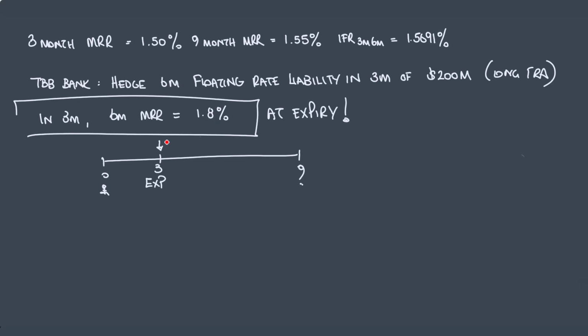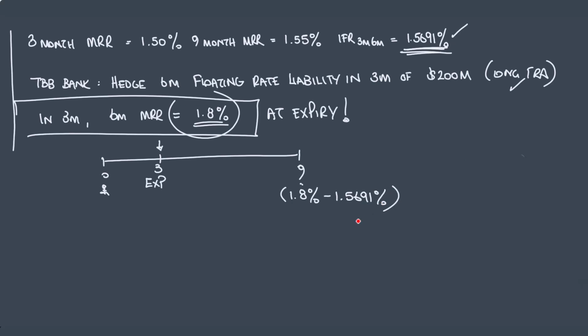So we want to work out, and I've not posed a question here, but the point is, let's work out what the payment would be. We know what the rate was that we fixed. We went long, so we agreed to pay that. At expiry, MRR turned out to be 1.8. Look at the two rates. We've locked in paying 1.5691. If we'd left it, it would be 1.8, so it's going to have to be a gain. How much? Well, I would have paid 1.8. I locked in 1.5691. That is my gain.